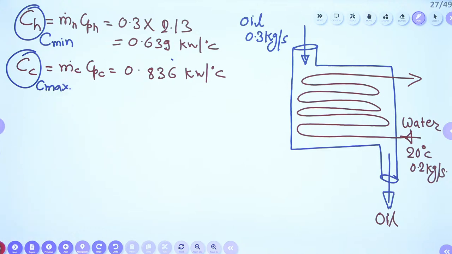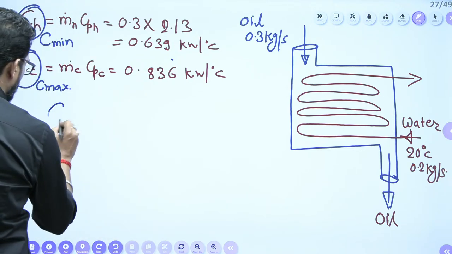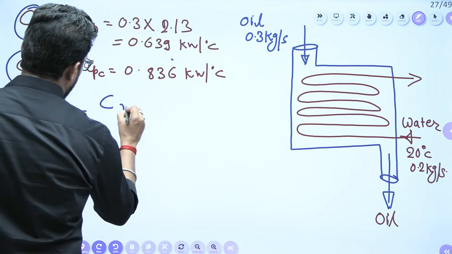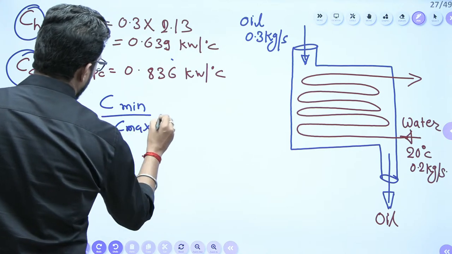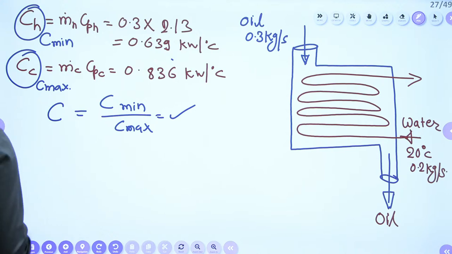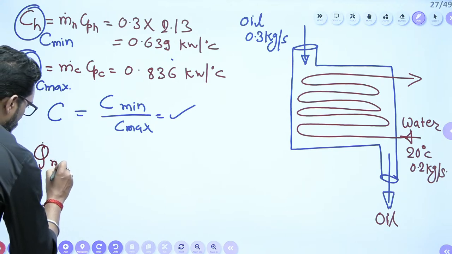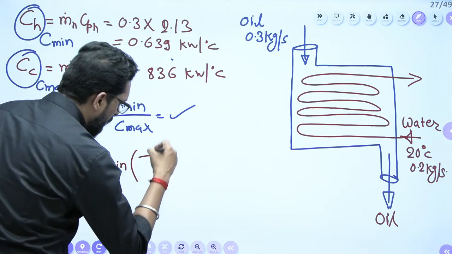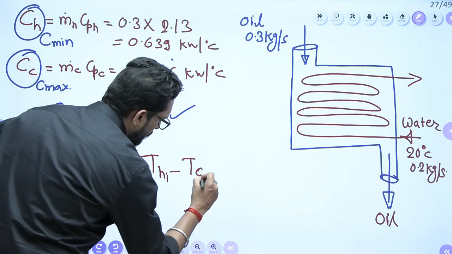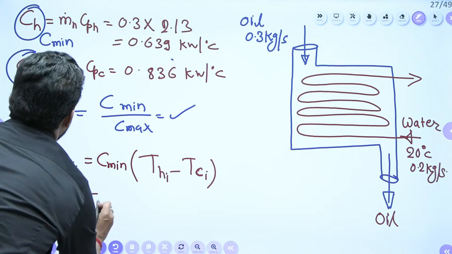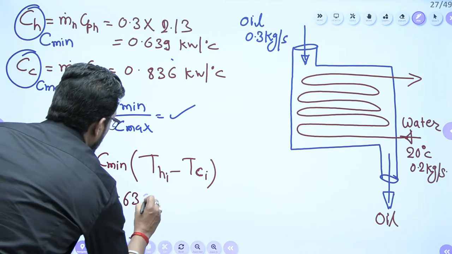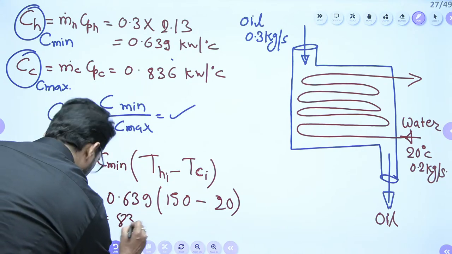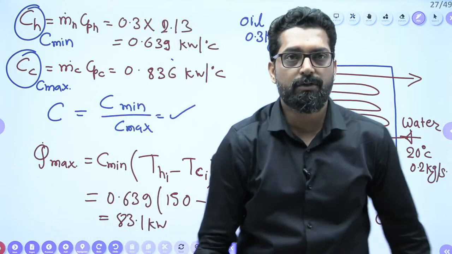So now you can easily find the capacity ratio C. The capacity ratio C is C minimum by C maximum. From here we can find this C. Now what is the maximum heat transfer? For maximum heat transfer, you have to take C minimum times the maximum temperature difference, T hot inlet minus T cold inlet. C minimum is 0.639. Hot fluid inlet is 150, cold fluid inlet is 20 degree. You can find it. This is your 83.1 kilowatt. So this is your maximum heat transfer.